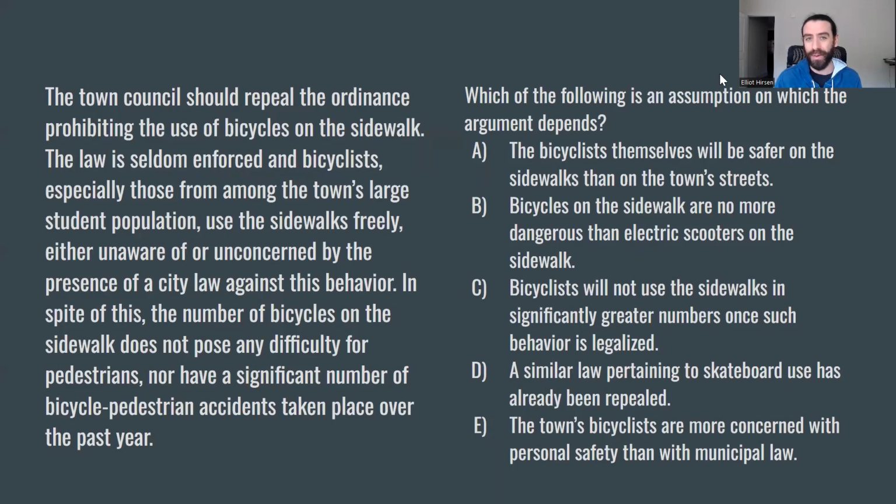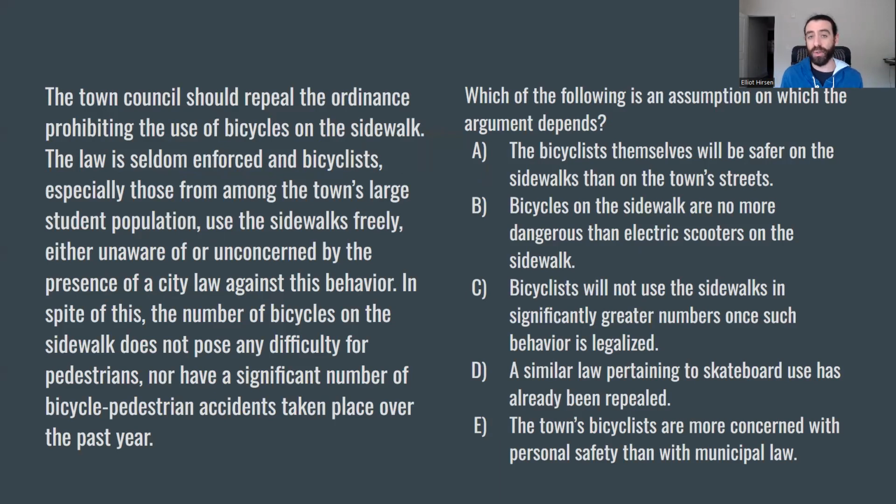We know it's an assumption question, and here's the tricky part: we're going to read the question stem first so we know what type of question we're up against. It says, which of the following is an assumption on which the argument depends? So we're going to be looking for some missing link between the argument and the correct answer.